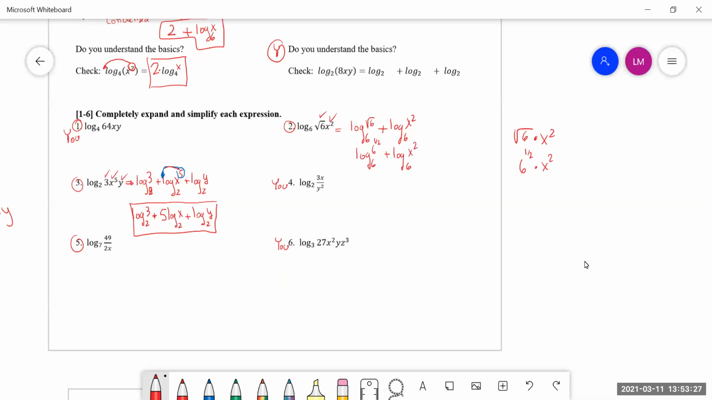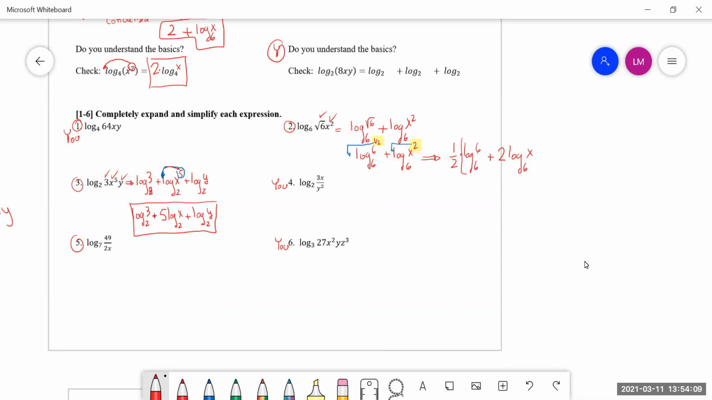x squared. Now notice, I'm going to use the highlighter here. I have the 1/2 power and the square. So I've got to pull those powers, those exponents, to the front. Let me erase this extra work right here so I have room. So I'm going to pull those exponents. Let me take blue. I'm going to pull this exponent to the front of this one and this 2 to the front of this one. Okay, so they have to go to the front of each of the logarithms. So it's going to become 1/2 times log base 6 of 6 plus 2 times log base 6 of x.